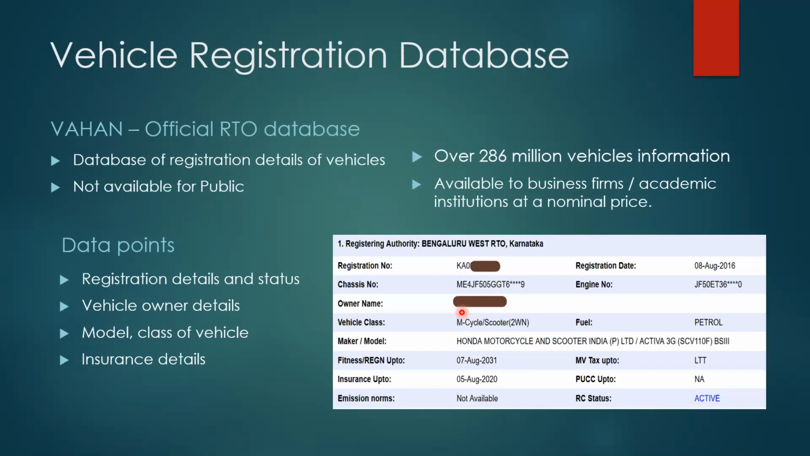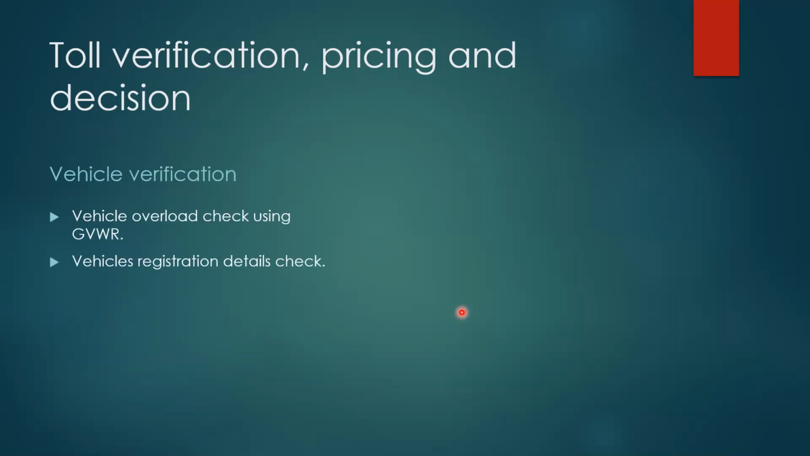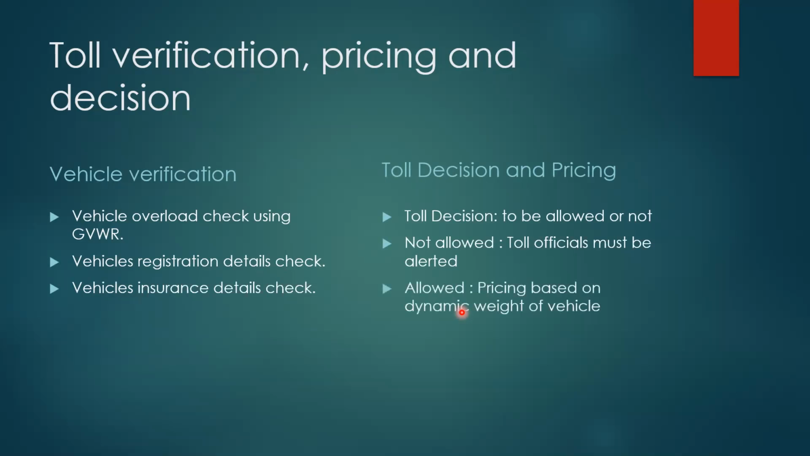Nice. Okay, Srikanth, please conclude. So these details are then used to calculate the weight of the vehicle and check if the vehicle is overloaded. It will also perform three-level checks on the registration details and vehicle insurance, and finally the toll decision, whether or not to allow the vehicle, is calculated from all these data points. If the decision is not allowed, the toll officials will be alerted and further actions will be taken. If it is allowed, the pricing will be based on the dynamic weight of the vehicle. This deduction will link to FASTag, and it will happen in the backend.